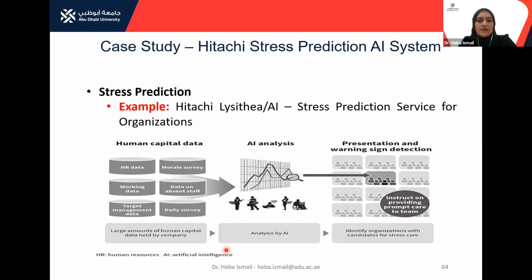This is an interesting example, the Hitachi Listia AI system. It's a stress prediction system developed by Hitachi, and it can be used by many organizations. Based on this data, by utilizing some machine learning algorithms, they can predict people with high stress level in the organization, who require some extra attention and some support.